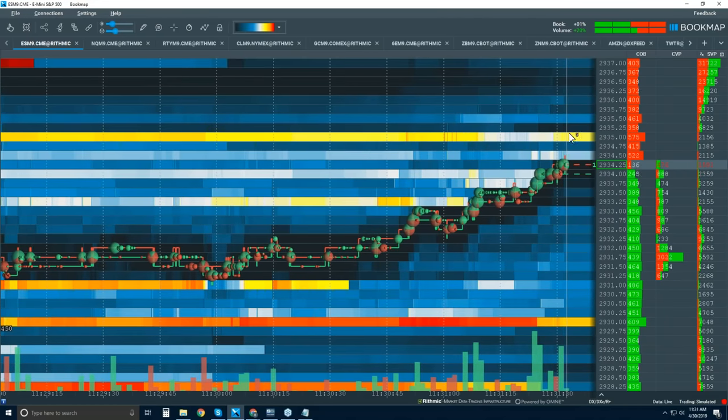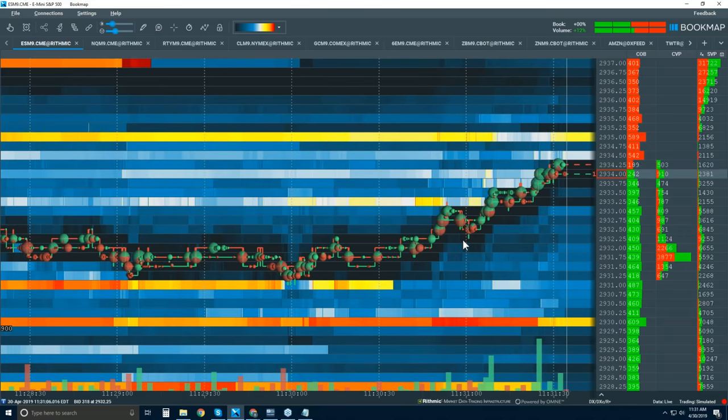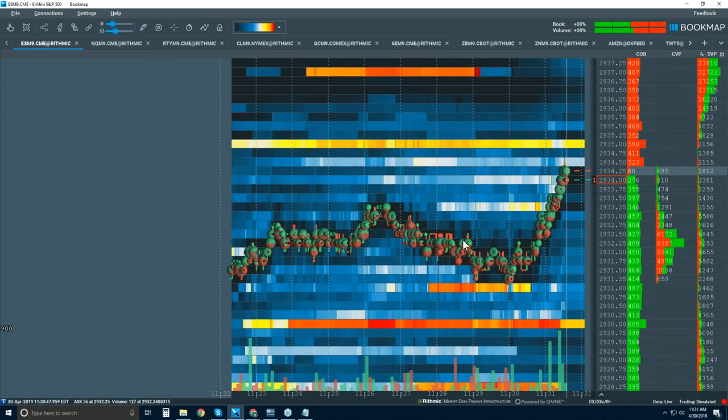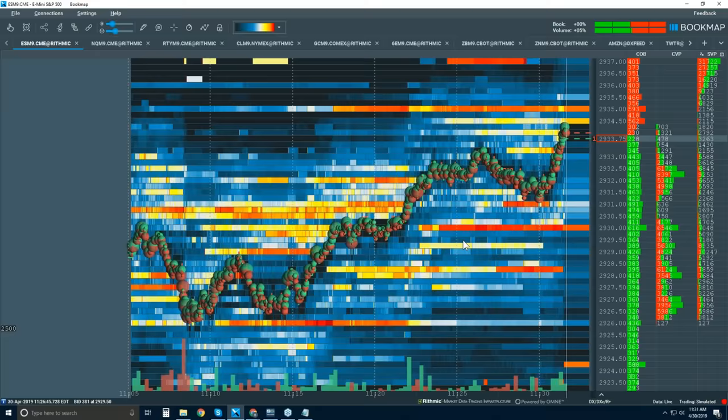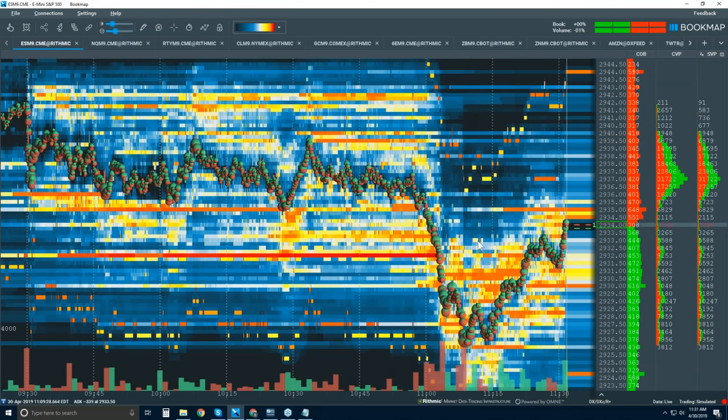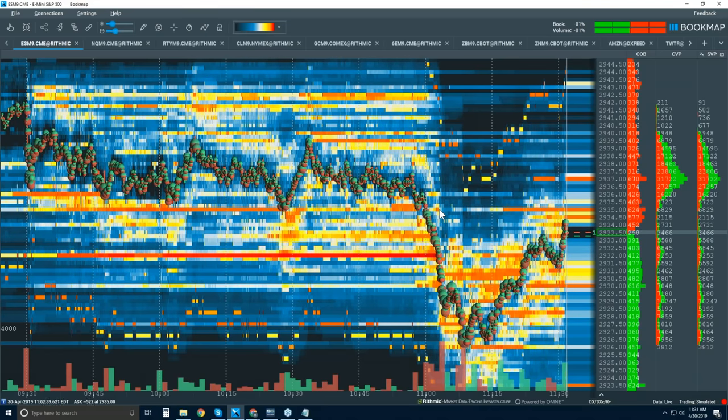Looking for 35 to test. We're probably getting a nice little short squeeze here. We're looking at that 32. Now, 35 is a nice little stopping place here. This is where price broke from.